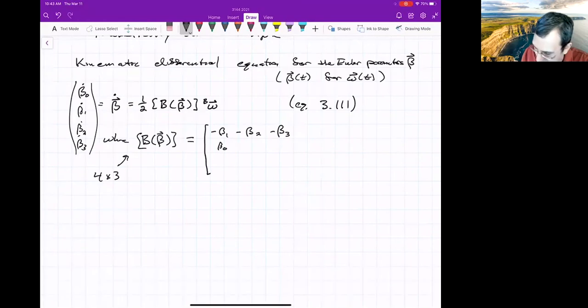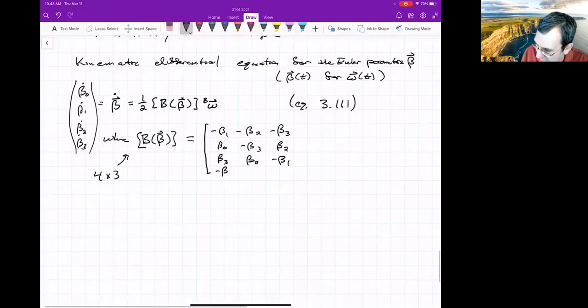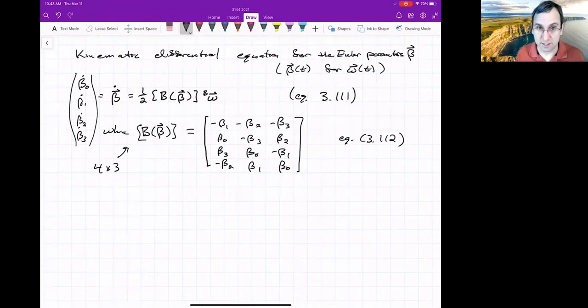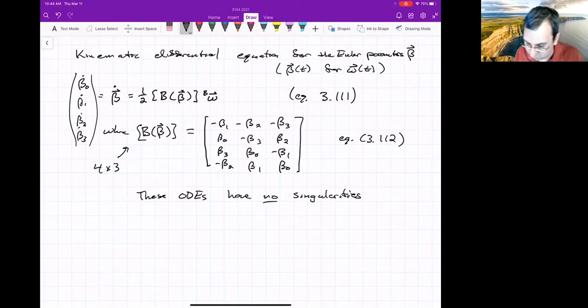Beta not, negative beta 3. Like I don't know how to remember this. Just gotta look it up. Beta 2, beta 1, and this is beta not again. So there, and this is 3, 1, 1, 2. There's no singularities. So that's the advantage here. These ODEs have no singularities, which means they're a convenient set of parameters for describing arbitrary rotations, which will be really useful when we get to rigid body dynamics and including control.